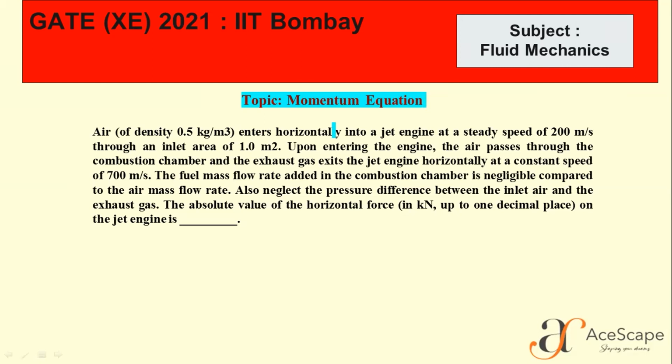Air of density 0.5 kg per meter cube enters horizontally into a jet engine at a steady speed of 200 meter per second through an inlet area of 1 meter square. Upon entering the engine, air passes through the combustion chamber and exhaust gas exits the jet engine horizontally at a constant speed of 700 meter per second. The fuel mass flow rate added in the combustion chamber is negligible as compared to air mass flow rate. Also neglect the pressure difference between the inlet air and the exhaust gas. The absolute value of horizontal force in kilonewton.